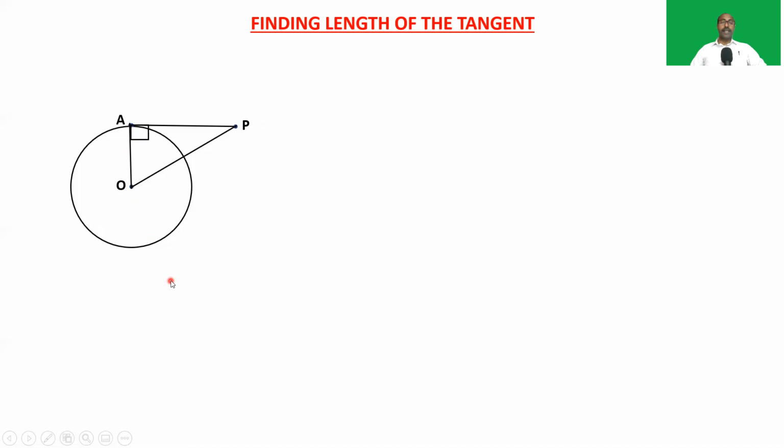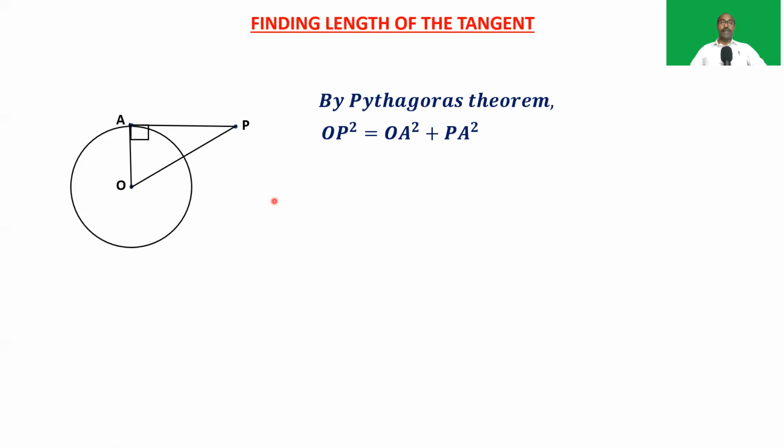As we learned in this class, the radius at the point of contact is perpendicular to the tangent. So here we have PA perpendicular to OA. So then, by Pythagoras theorem in this triangle OAP, we have the square on the hypotenuse, that is OP square, is the sum of the squares of OA and PA. That is, OP square is OA square plus PA square.